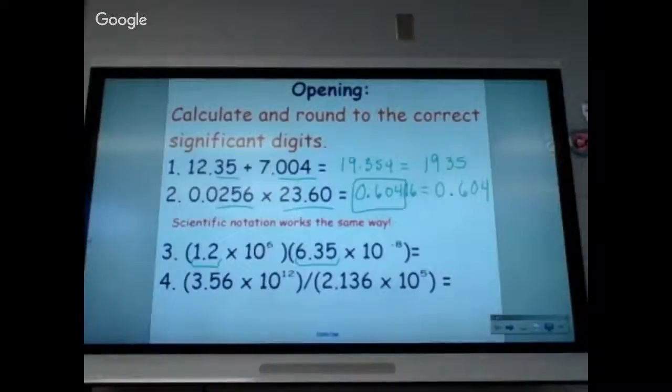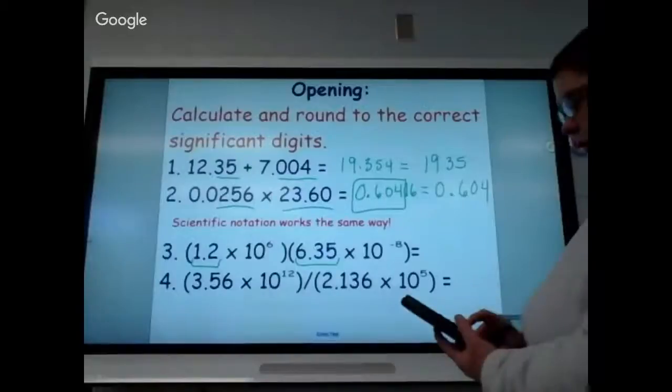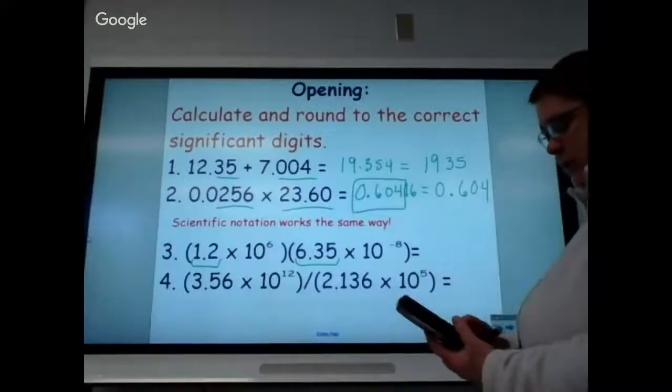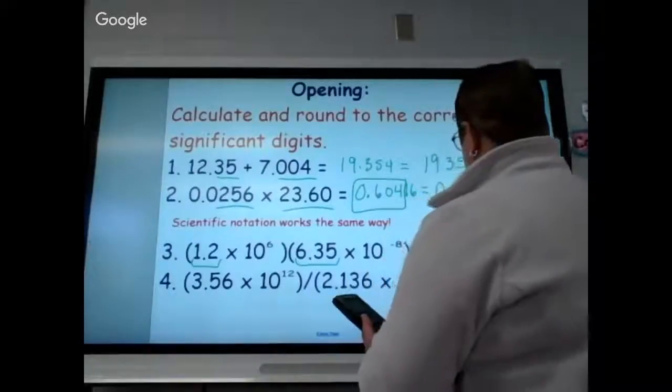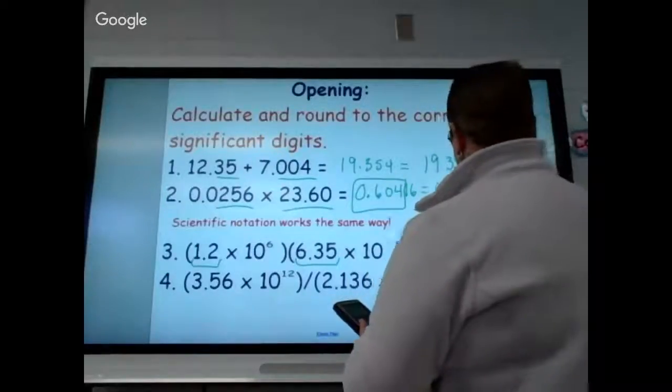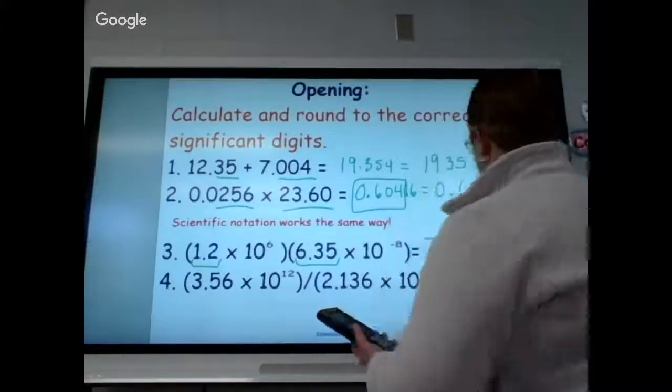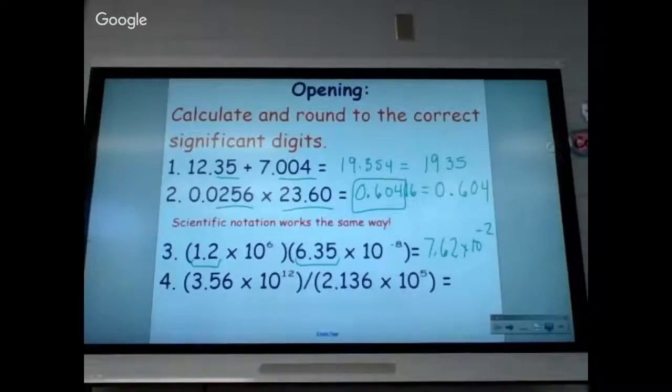So 1.2 EE 6 times 6.35 EE negative 8. And mine's not in scientific notation, so let me put it in scientific notation. And I get 7.62 times 10 to the negative second. Okay? Now, once I get my answer in scientific notation, I'm going to round it to significant digits, right?